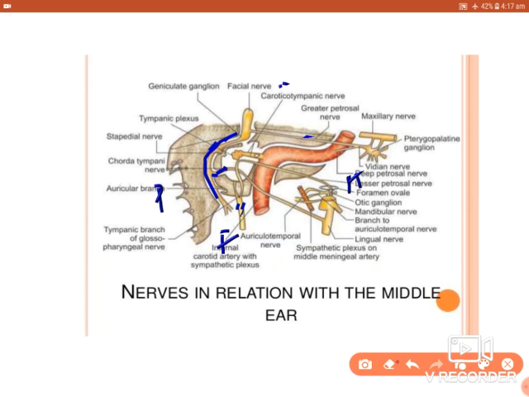So the anterior wall relates to the caroticotympanic nerve and the internal carotid artery. Then the floor relates to the tympanic branch of the glossopharyngeal nerve, and here we get one vein, the internal jugular vein. The posterior wall relates to the facial nerve. Then the roof relates to the greater petrosal and lesser petrosal nerves. The lateral wall relates to the chorda tympani nerve. So that's about the nerves in relation with the middle ear.